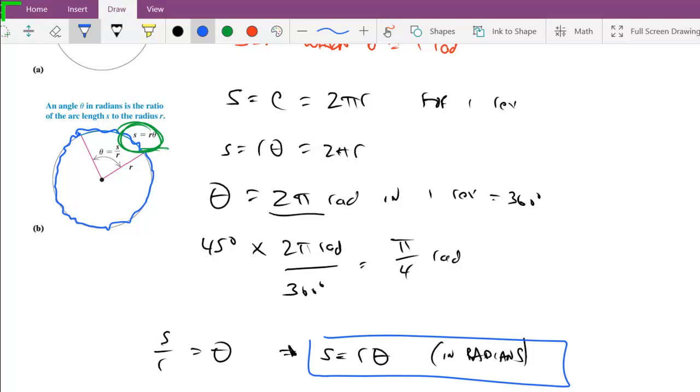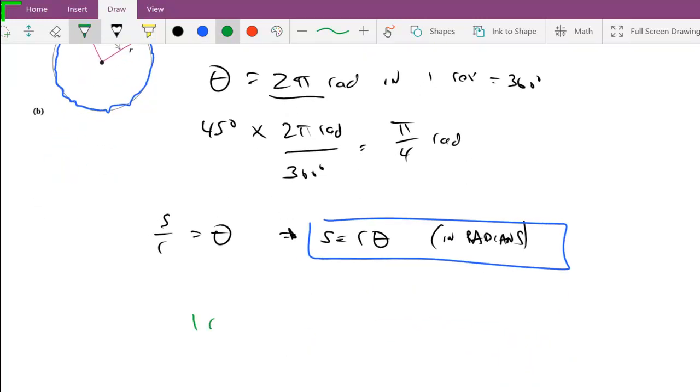Okay, and we can always convert knowing that 1 revolution is equal to 2 pi radians, which is equal to 360 degrees. We can always convert between degrees, revolutions, and radians with this. So 2 revolutions would be 4 pi radians, which is like 12.5 radians.